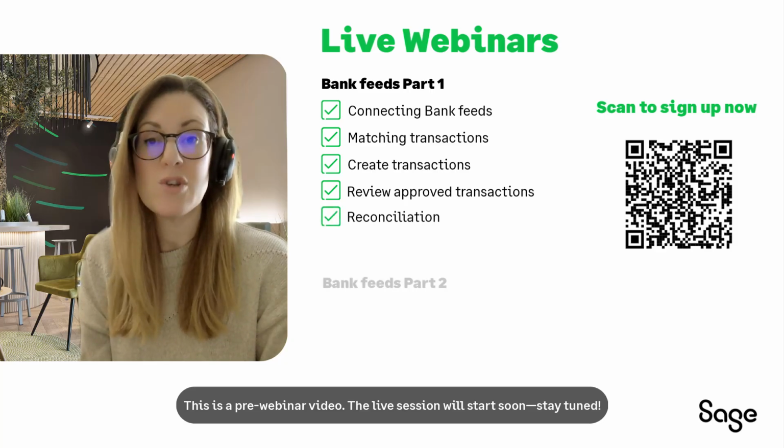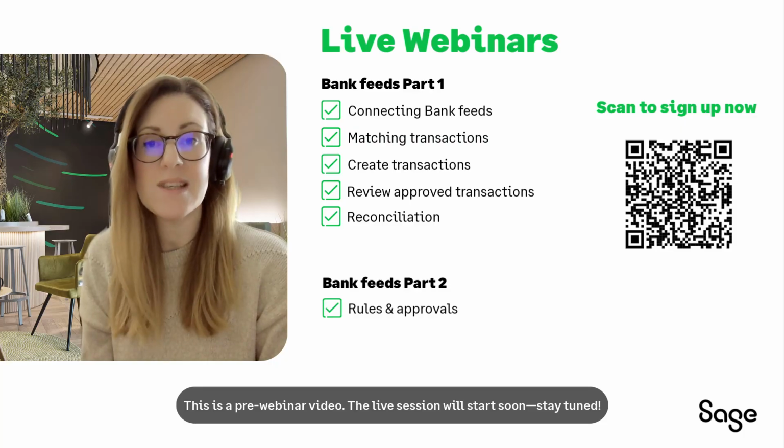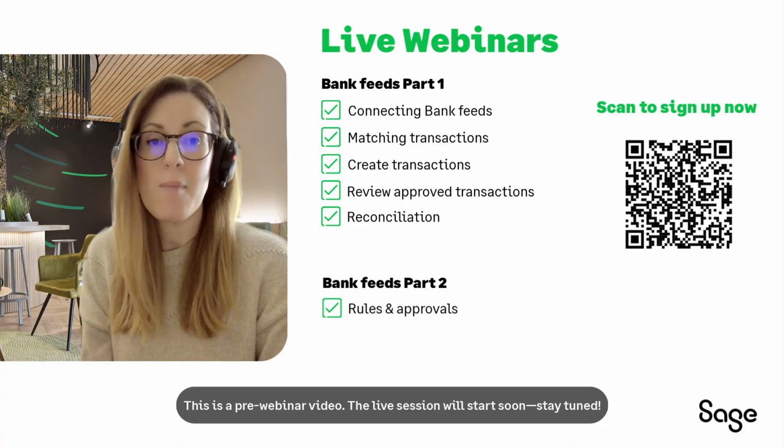Part two covers creating and setting up rules. These are used to automatically process transactions as they download from your bank. You can create up to 300 rules for each bank account, so this can be a great time saver and where bank feeds really comes into its own.